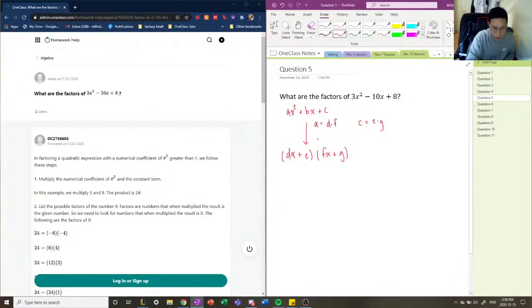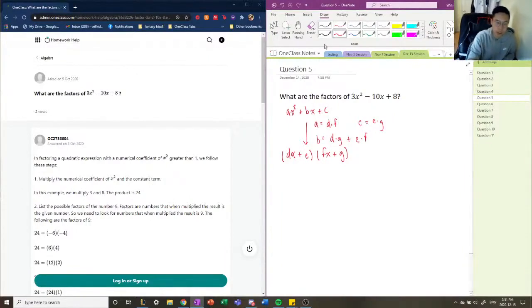d times g plus e times f. Okay, so we're going to find d, e, f, g where these three equations are true. So we're going to find factors of a and factors of c such that when d times g is summed with e times f, it makes coefficient b. This sounds really complicated, but when it comes down to it, it becomes really simple.